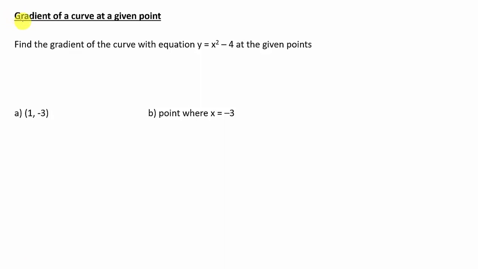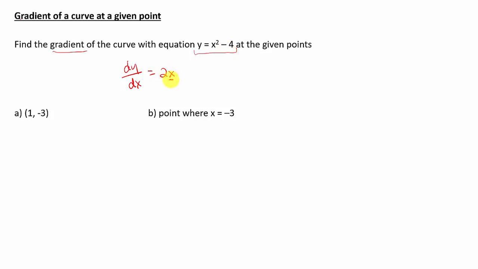And this is important. Here we're finding the gradient of a curve at a given point. So now we're not just finding the derivative, we're using the derivative to find the actual gradient or the slope. So find the gradient or slope of the curve with equation y equals x squared minus 4 at each of the given points. Well, the first thing you always need to do is you need a derivative. So dy dx of this. The derivative of x squared is going to be 2x, and the derivative of 4 is 0. So this is just 2x is my derivative.